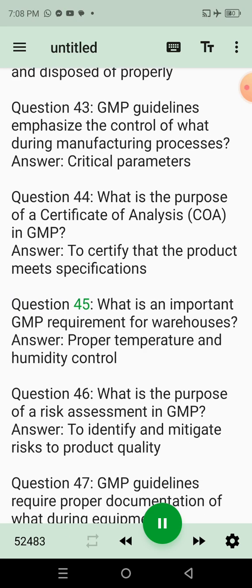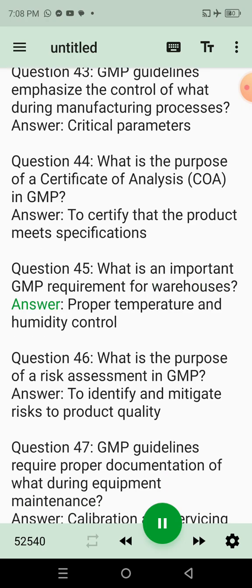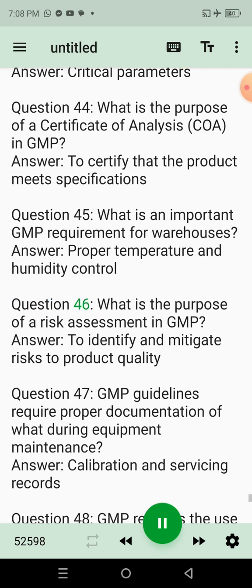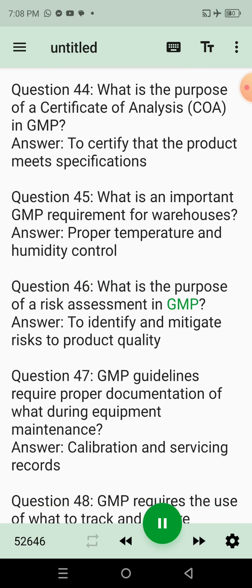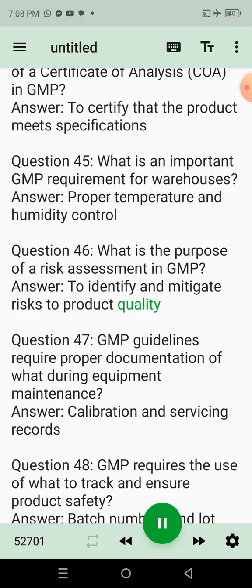Question 45. What is an important GMP requirement for warehouses? Answer: Proper temperature and humidity control. Question 46. What is the purpose of a risk assessment in GMP? Answer: To identify and mitigate risks to product quality.